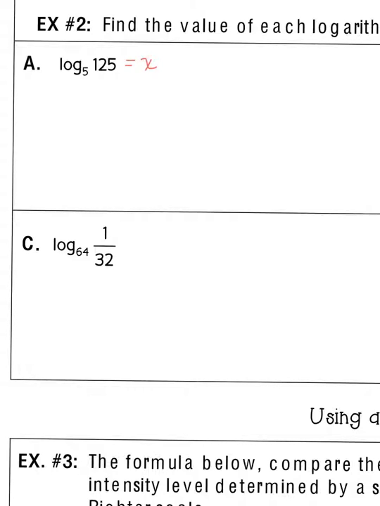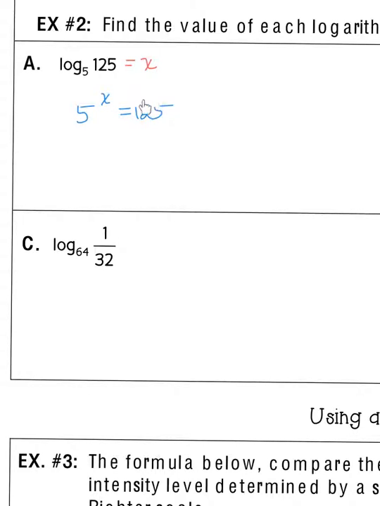So we're going to convert it to its exponential form. I'm going to start with the same base of 5, but then I'm going to switch these two. So I'm going to get 5 to the x equals 125 because these are switching. Notice that these just switched. So now I have a base of 5 raised to the x power.